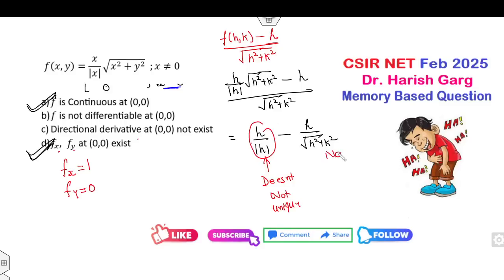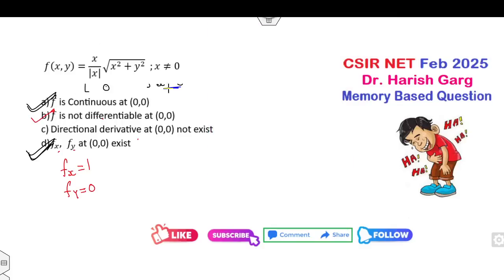So once the limit does not exist, that means it is not differentiable, which is the right answer. Again, if they ask you whether the function is differentiable, then this option is the wrong option. But right now, what I have received from the students, they mentioned that not differentiable is the correct one. Now, look at the last one, directional derivatives.